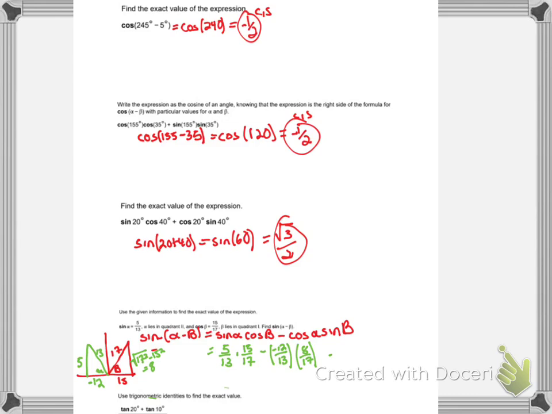Okay, let me do some multiplying here. 13 times 17 is 221. So for my denominator, 221. And then I'm going to have 5 times 15, 75, plus 12 times 8, 96. So 96 plus 75, 171. Okay, double check my math there, but that seems to be what holds true.